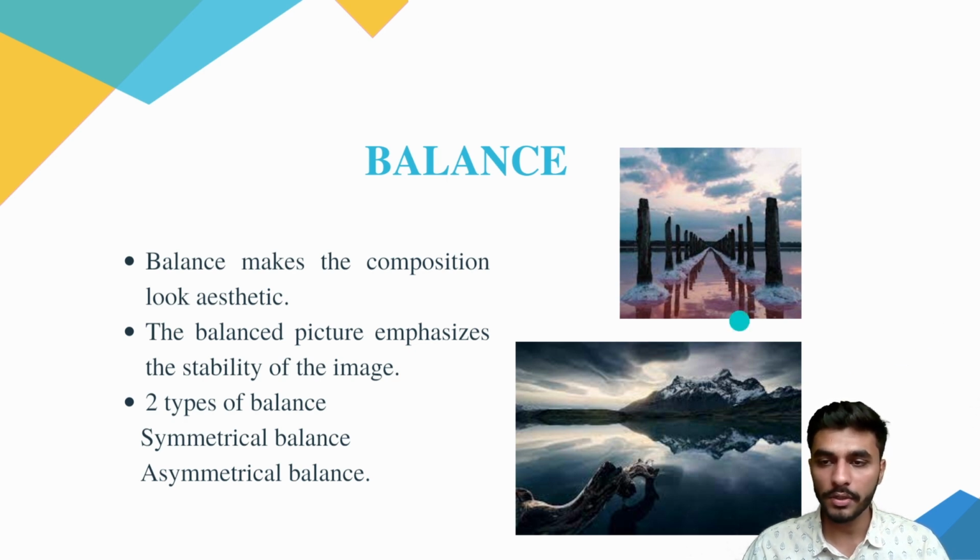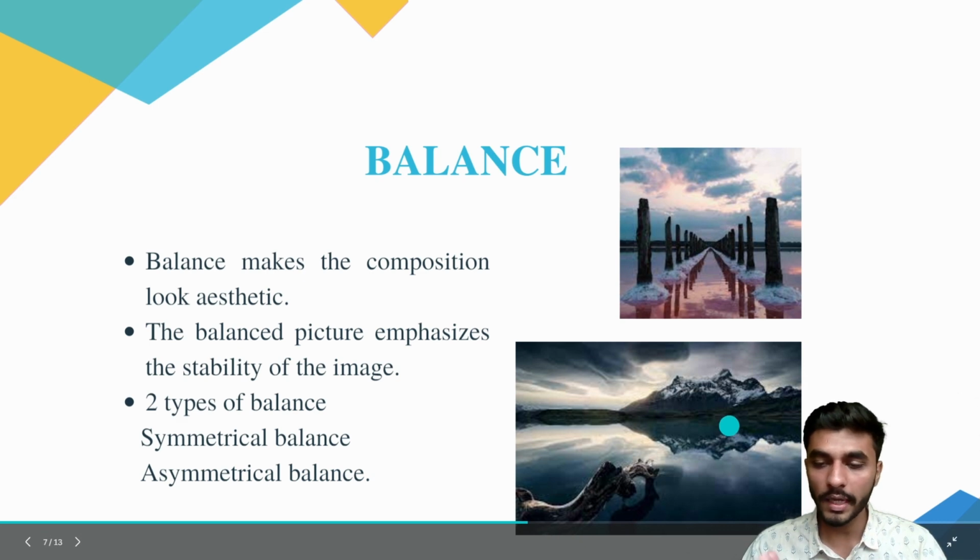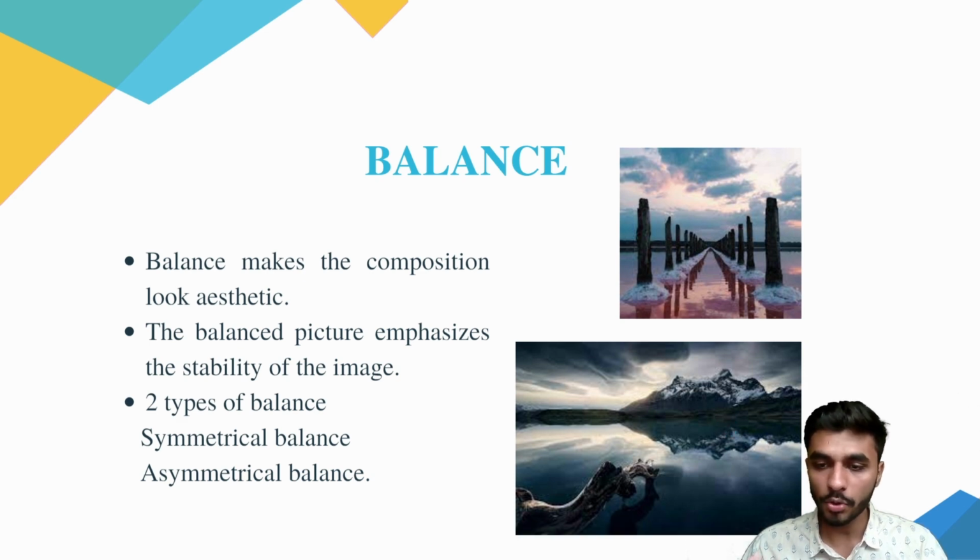In the first photo, you can see, if you divide the photo in a perfect half in a straight line, we can see that both sides are identical, so we can call it a symmetrical balance. While in the other photo, we cannot divide the photo in two parts, so we call it an asymmetrical balance.